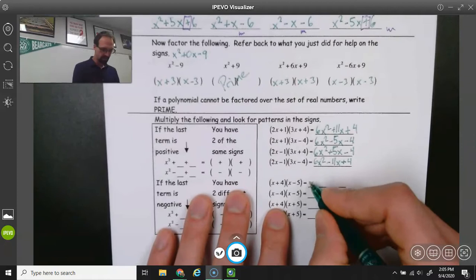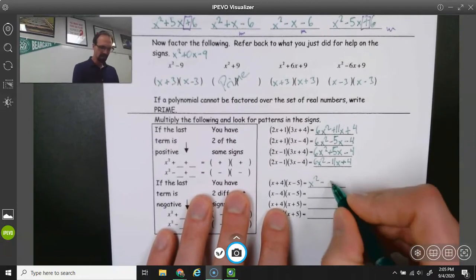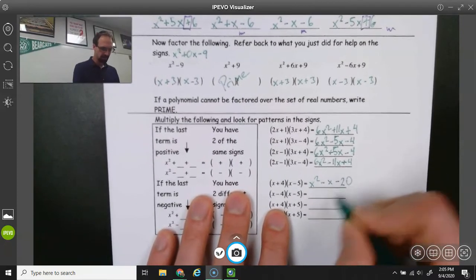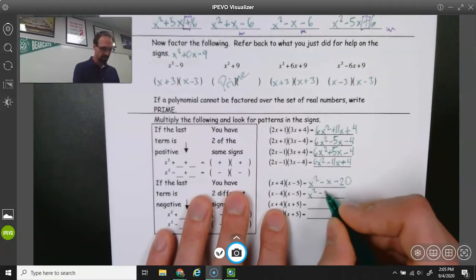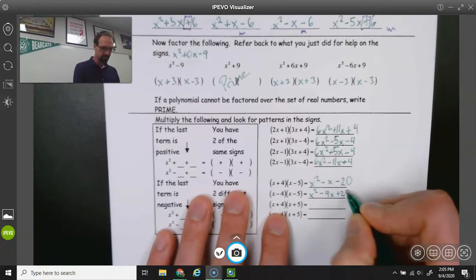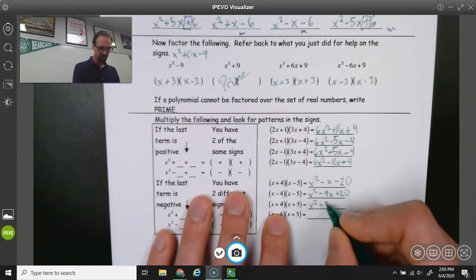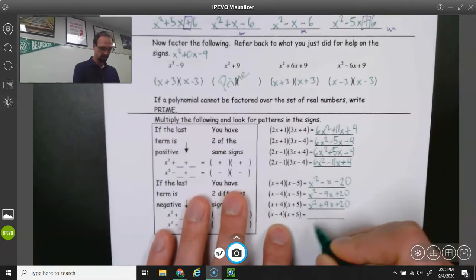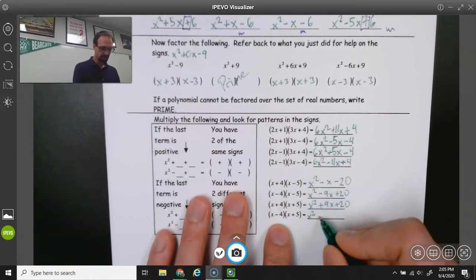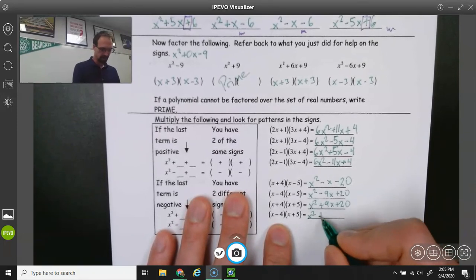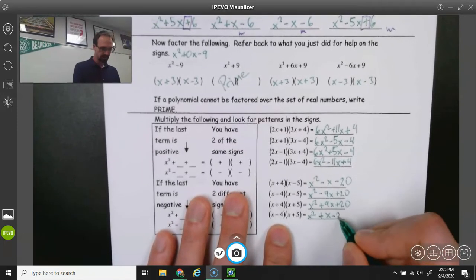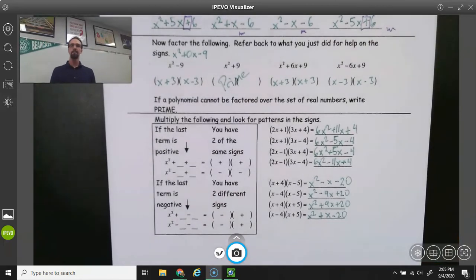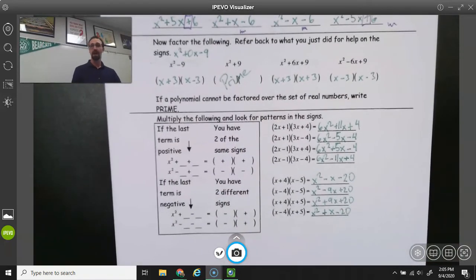So x times x is x squared. You have minus x, and then minus 20. The next one is x squared minus 9x plus 20. x squared plus 9x plus 20. And then x squared plus x minus 20. So again, verify that the pattern that we have over here is correct for this as well. Look forward to seeing you in the next video.